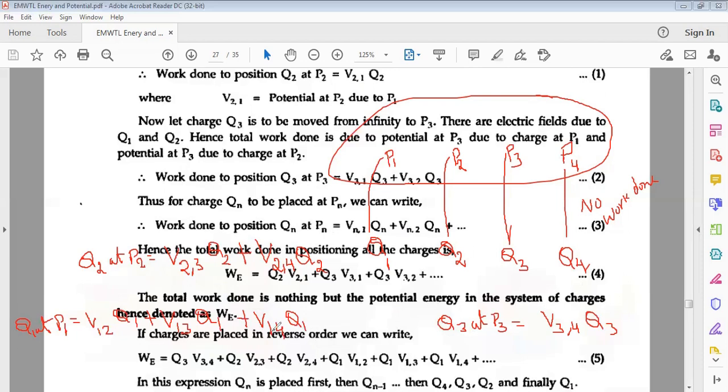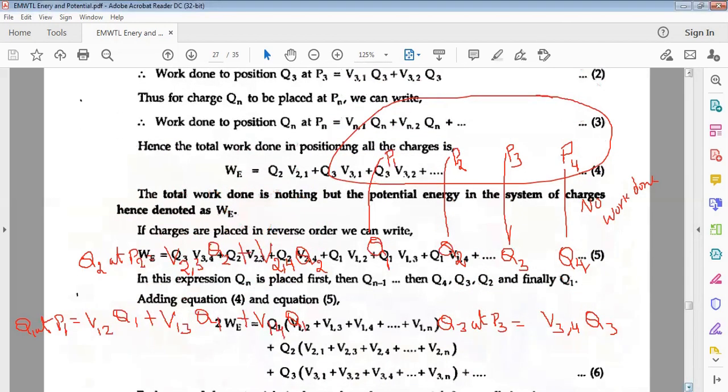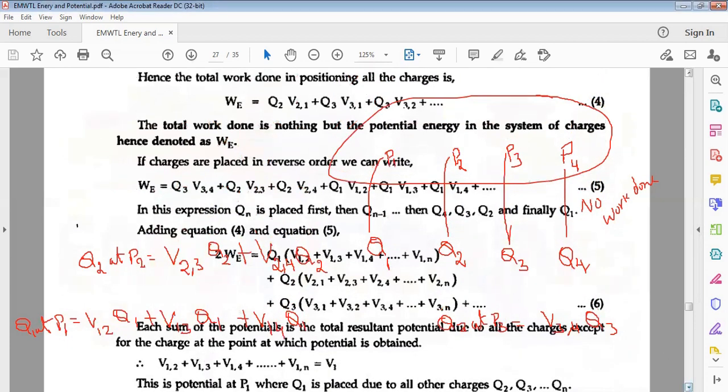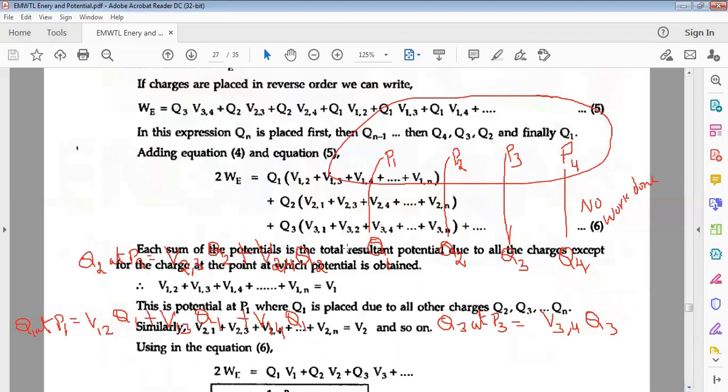So now I can add all the terms. The total work done is V12 Q1, V13 Q1, V14 Q1, and V23 Q2, V24 Q2, plus V34 Q3. Got it, my students? These are in reverse order. Understood? Now you can add all the terms, the reverse order and the forward order.